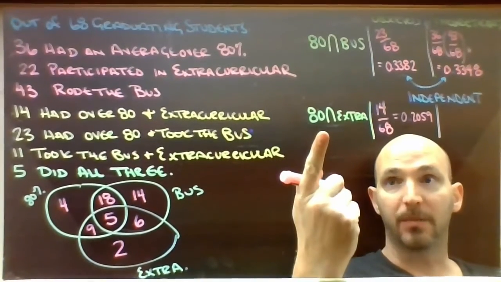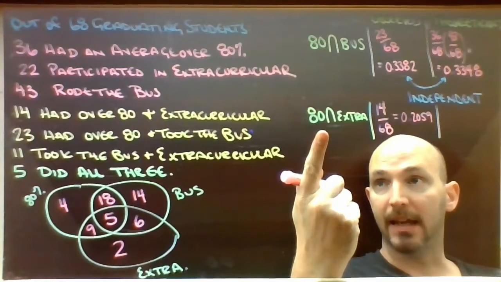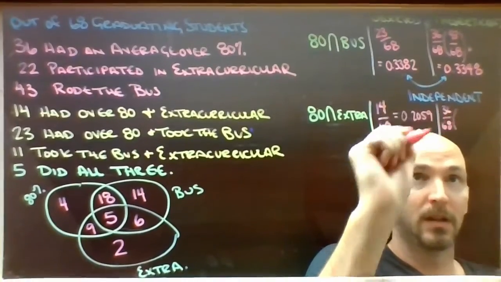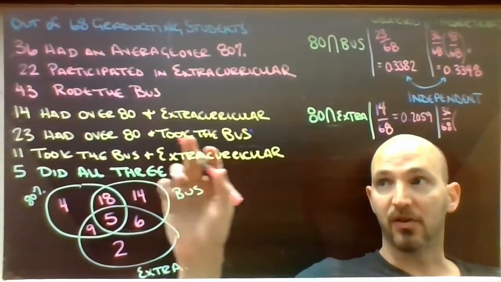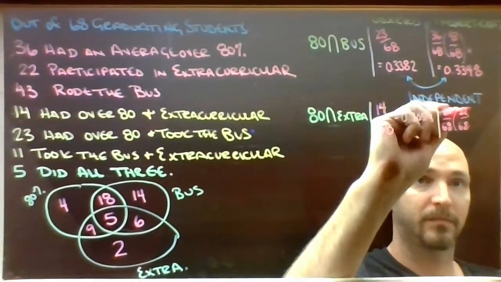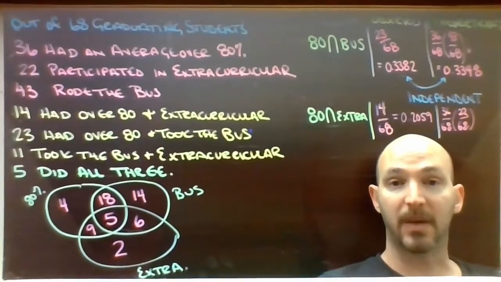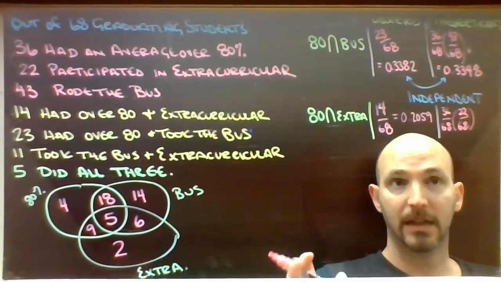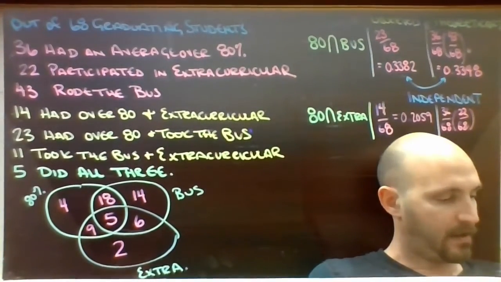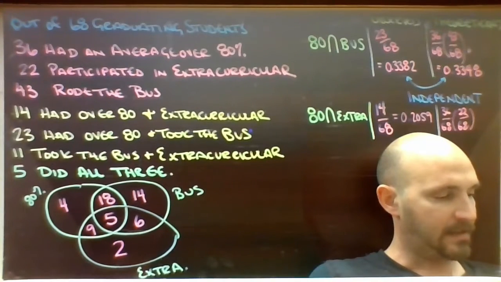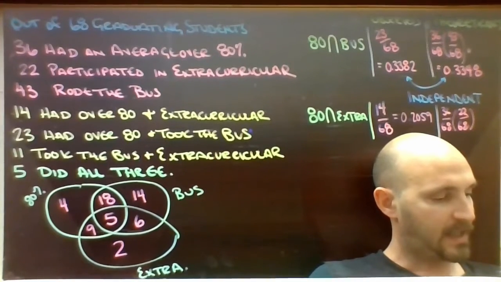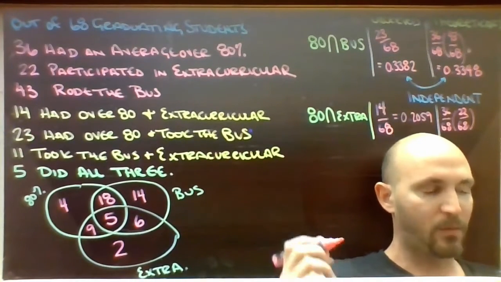Now, in theory, I should be able to take the probability of getting an 80, which is 36 out of 68, multiply it by the probability of being an extracurricular, which is 22 out of 68. And if these two things are independent of each other, so they have no effect on one another, then the answer I get here should match the answer I got there. So let's give that a try. 36 divided by 68 times 22 out of 68 gives me 0.1713.